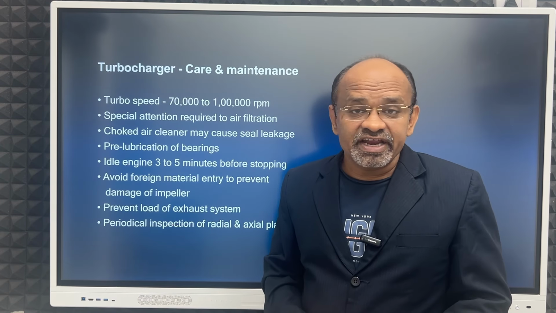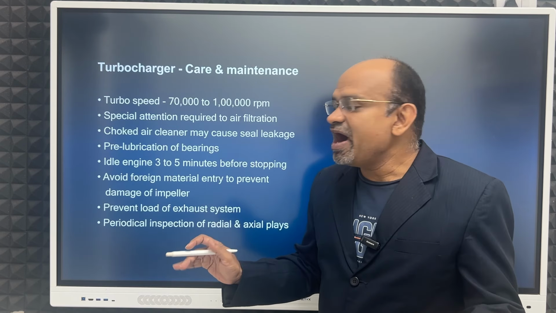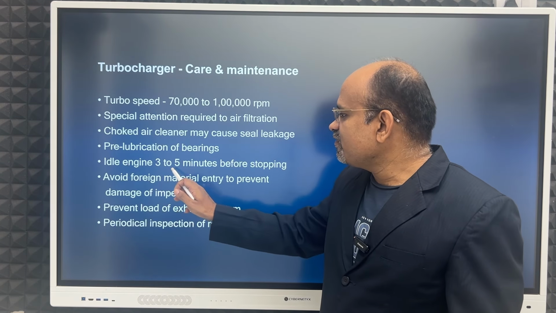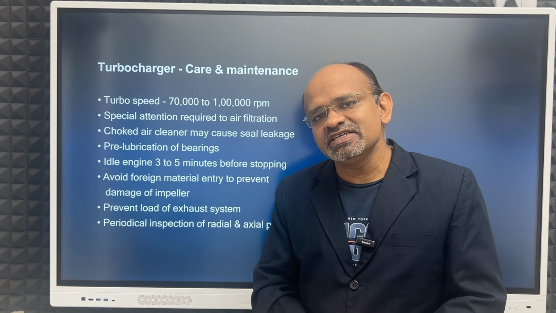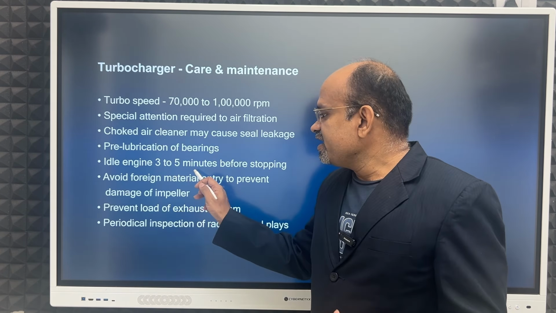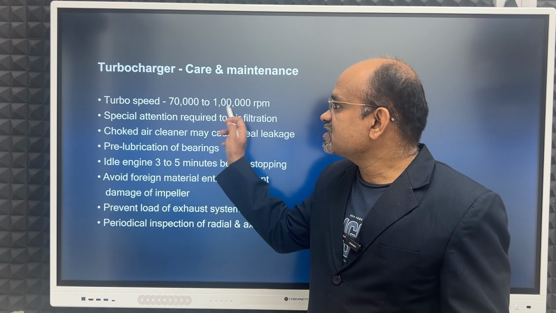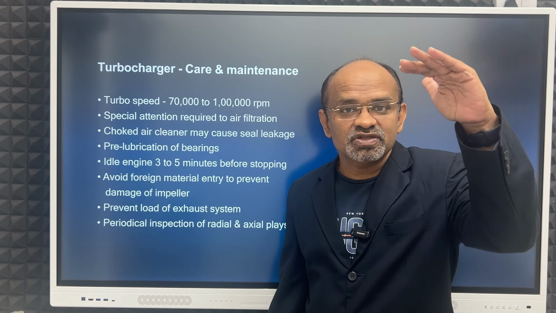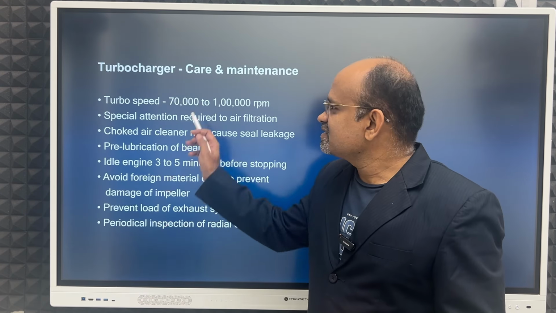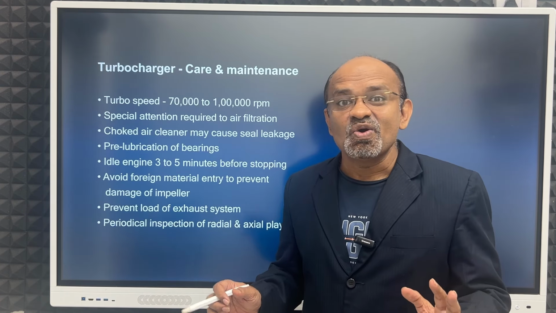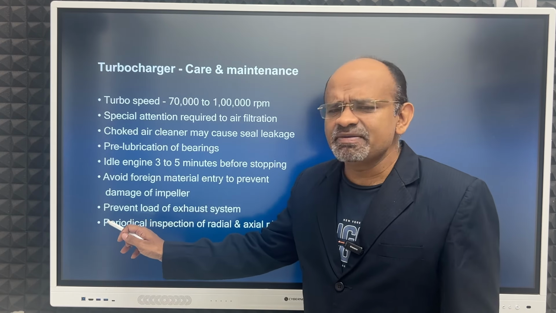Pre-lubrication of bearings, care and maintenance we are talking about. We need to pre-lubricate the bearings, otherwise because of high speed it will go bad. Then idle the engine for 3 to 5 minutes before stopping. If you stop the DG, it will run for 3 to 5 minutes at idle speed, because the turbocharger is at high speed and we slowly need to bring that speed down. Otherwise, this will open your housing or problems will occur. It will damage the impeller.